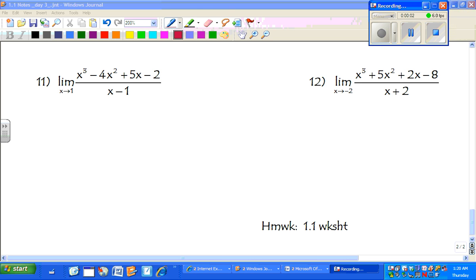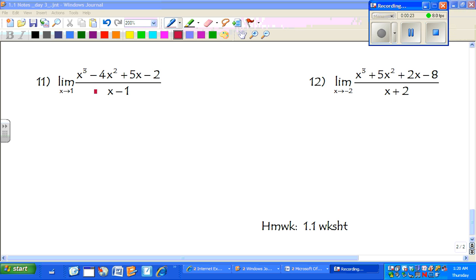Number 11 looks like one where maybe we would factor top and bottom. Right, direct substitution doesn't work. So we talked about factoring before. Well, this one doesn't factor nice on top. So instead of doing that, what we need to try is synthetic division. I know you're groaning, but yes, we're going to use synthetic division.